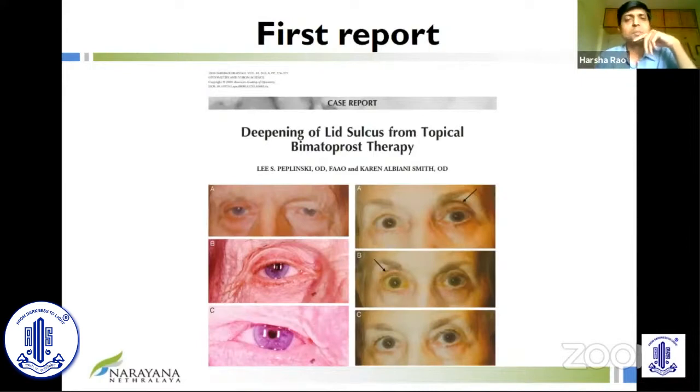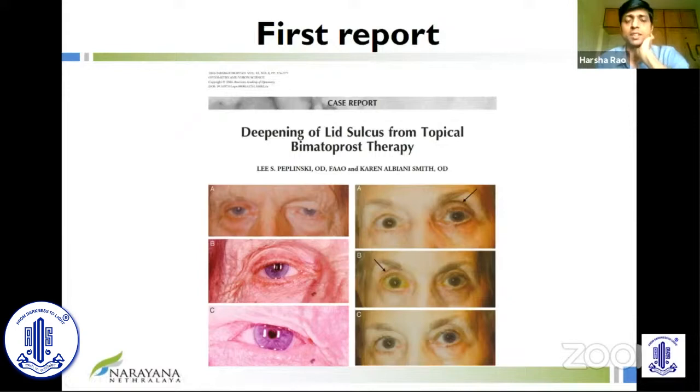So PAP is probably one of the most recently defined side effects of prostaglandins. It was in 2004 that Paplinski and Smith came out with the first report of deepening of the upper eyelid sulcus with topical bimatoprost therapy. And I think that's from when a lot of people started recognizing this side effect.